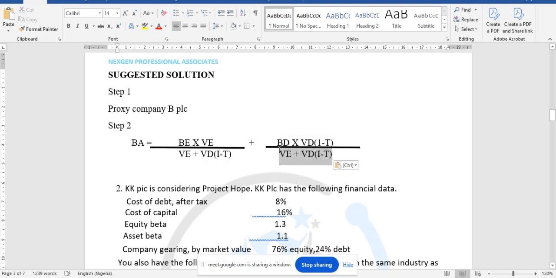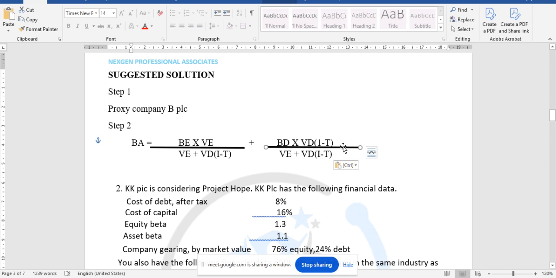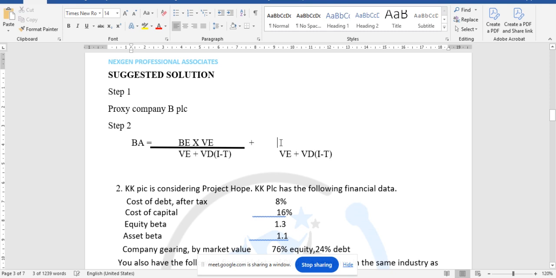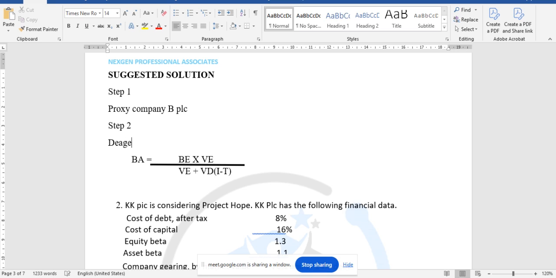So you don't need this part again. You quickly remove this part, because beta debt is equal to 0. Don't forget, because beta debt is not given in the question, class. By removing the financial risks of the proxy company.